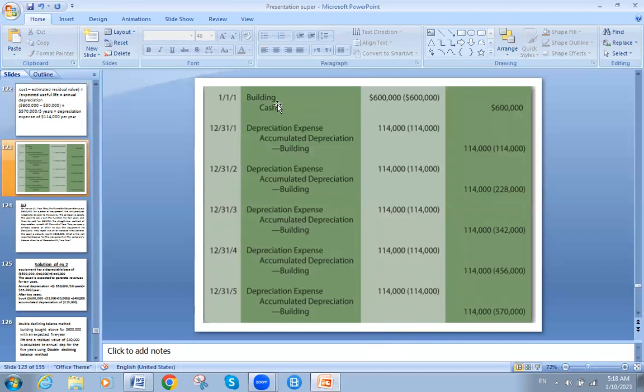Then I will do the transactions. First, I bought the building with 600, so I would say from building 600 into cash 600. Then after that, 1, 2, 3, 4, 5 years. Each year, I will say from depreciation expenses into accumulated depreciation with the amount of 114,000.